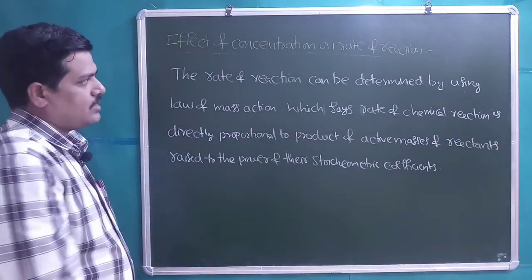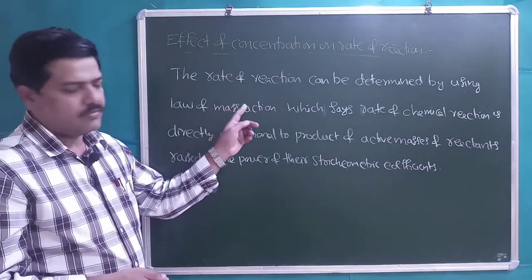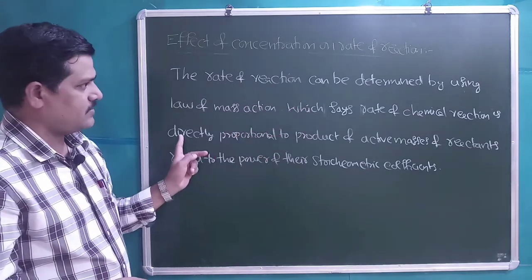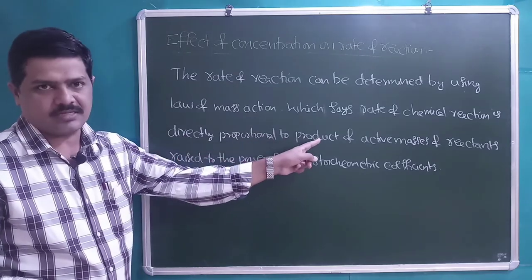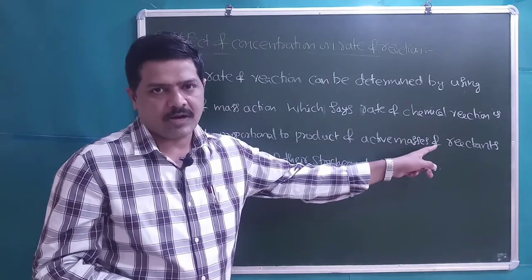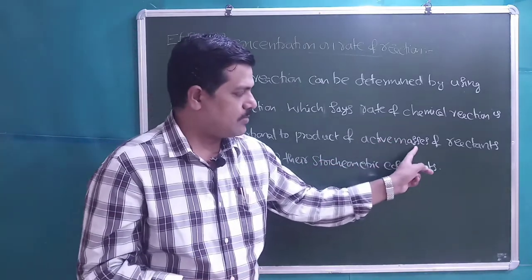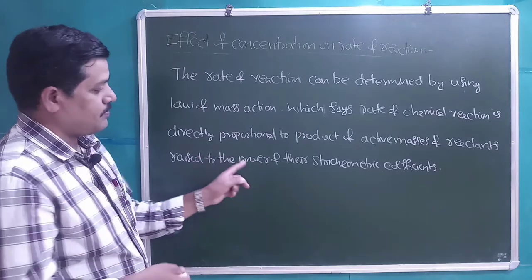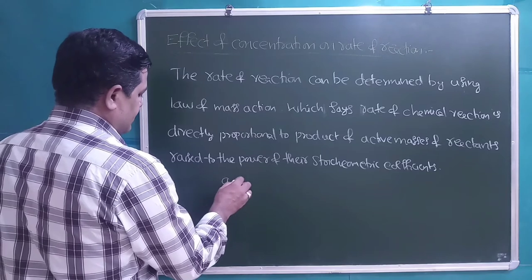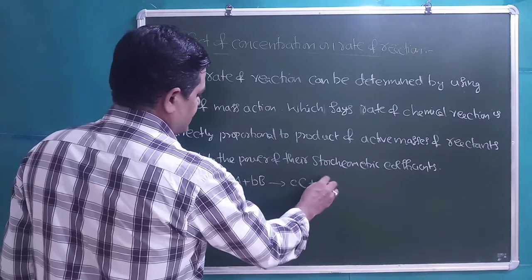Students, the rate of the reaction can be determined by using the law of mass action. What is the law of mass action? It says the rate of chemical reaction is directly proportional to the product, this indicates multiplication, of active masses. Active mass is nothing but concentration in molarity, moles per liter. Active masses of reactants raised to the power of their stoichiometric coefficients. For example, let us take a hypothetical reaction, aA plus bB gives cC plus dD.